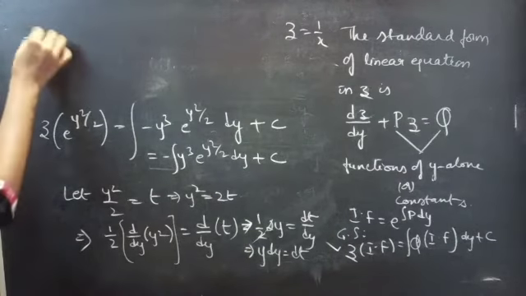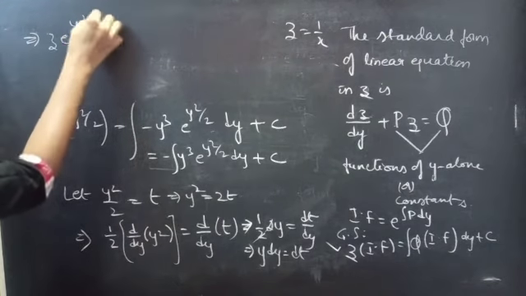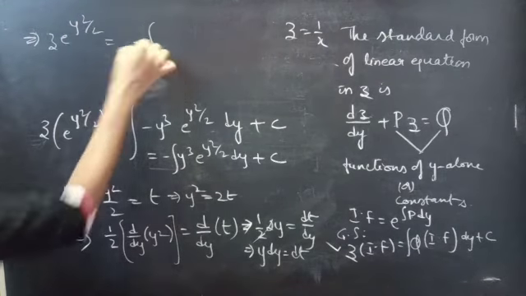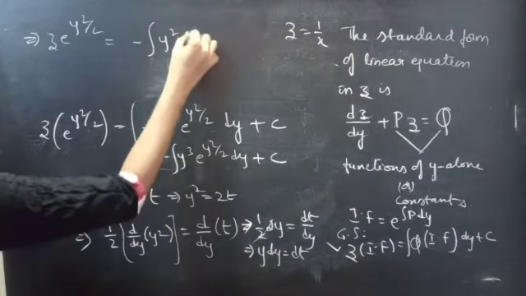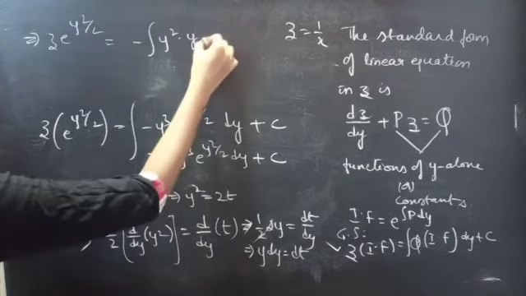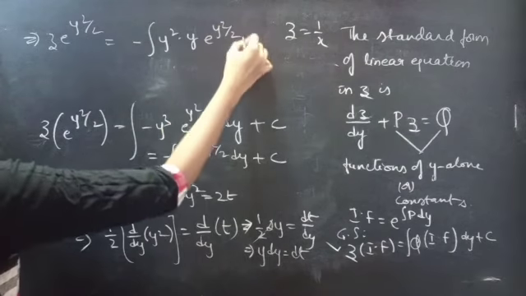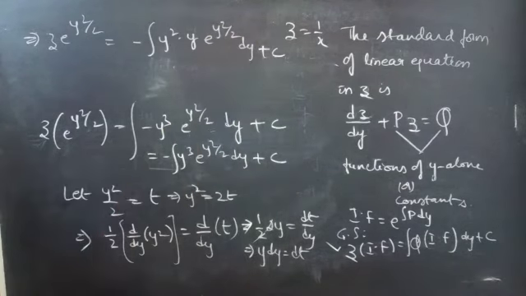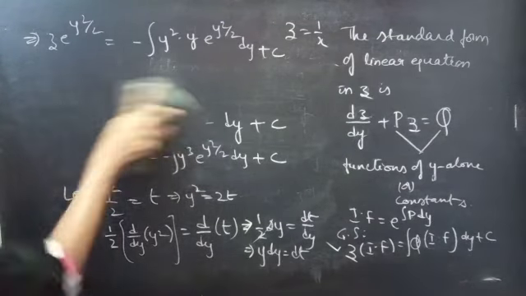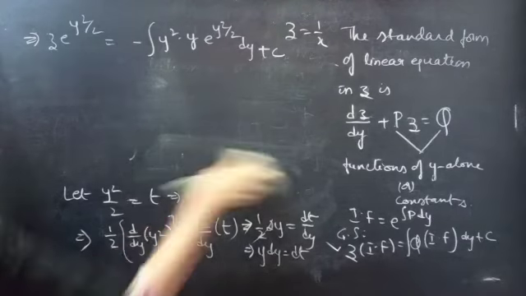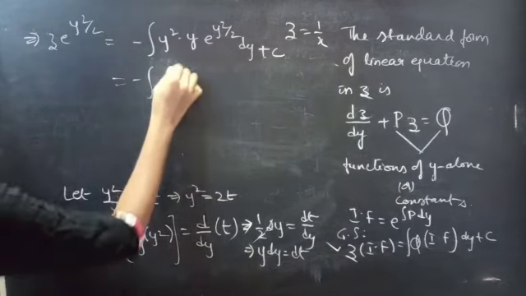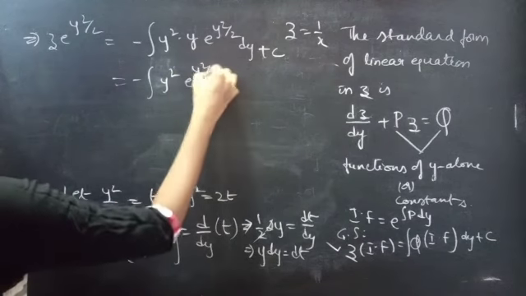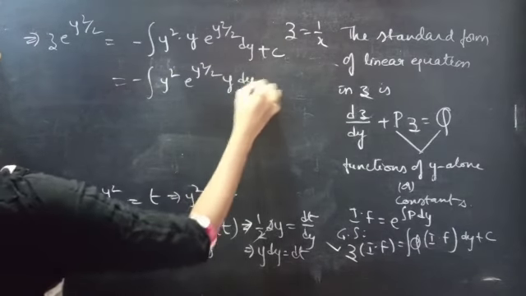Then z into e power y square by 2 equals minus integral. You can split y cube as y square into y, and the remaining will be as it is. Again, you can write this as y square into e power y square by 2 into y into dy plus c.